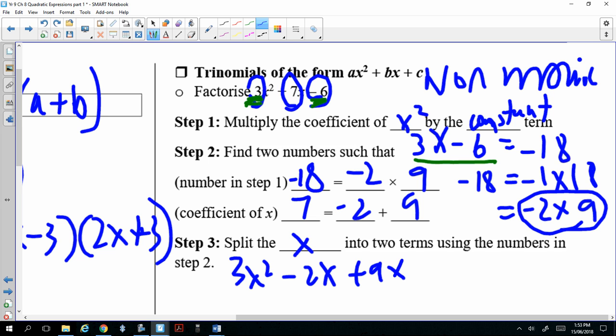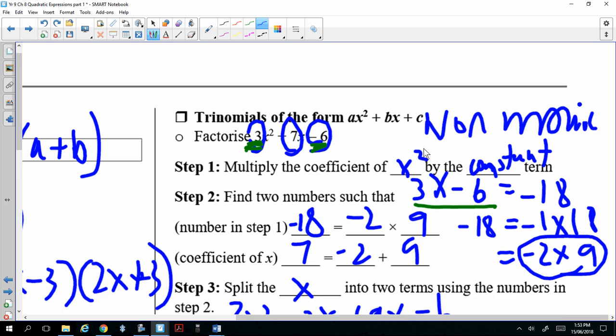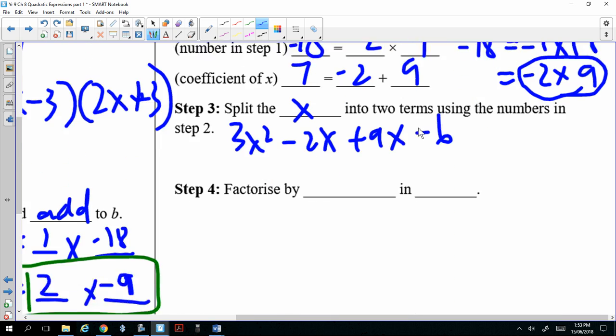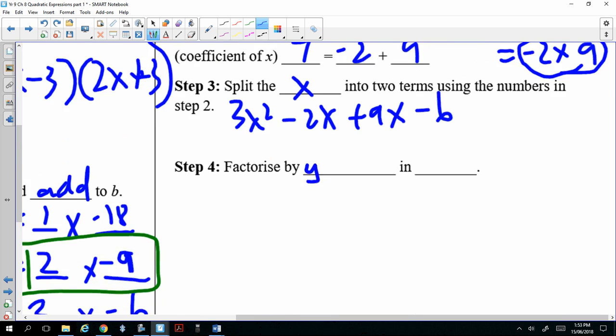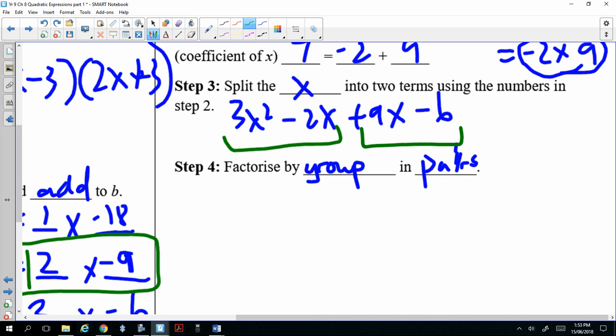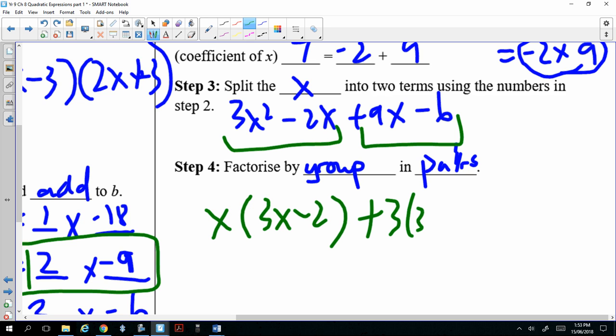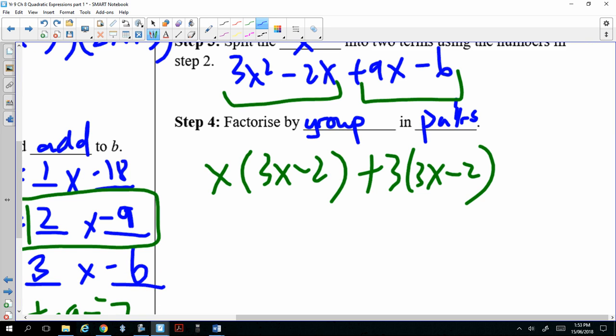And we have to group in pairs. Okay, let's group in pairs. So we have to group these two, group these two. So the first two, what's common? x, right? x(3x minus 2). The next one, what's common? 3. 3(3x minus 2). And then the 3x minus 2 gets taken out. And you write down the leftovers.